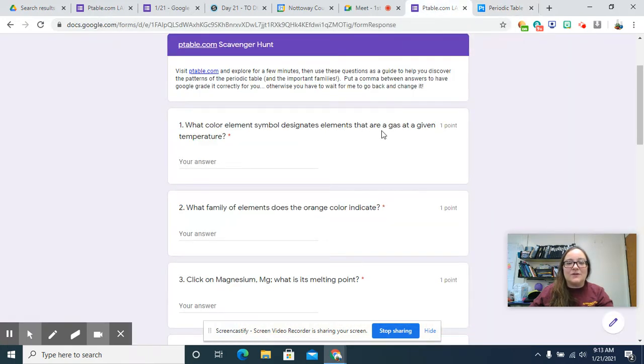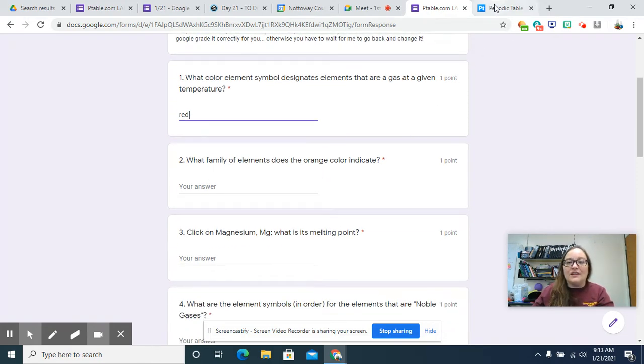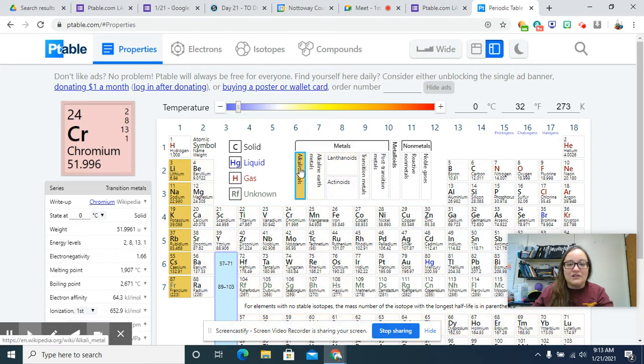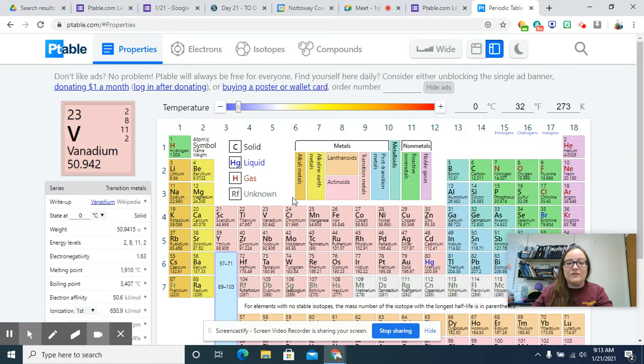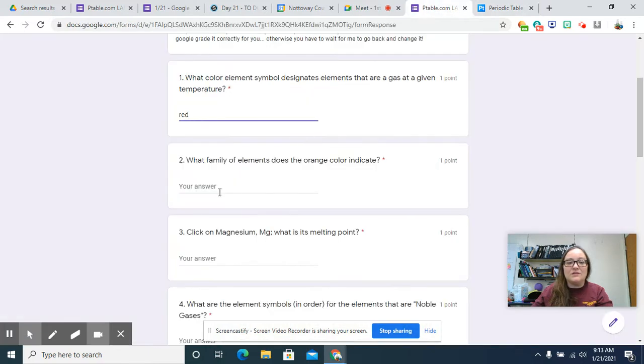So what we wanted to know is what element symbol color is for gas. So that would be red. And if you write capital RED or lowercase red, it should grade it correctly if you're doing this on the digital version. What family of elements does the orange color indicate? So we've got our orange color right here. And when we highlight it, that's our alkali metals. Family number 1 over here, alkali metals.